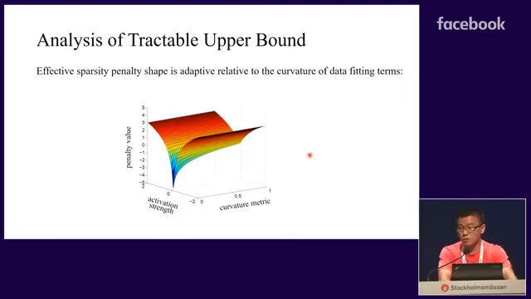The second thing is that unlike previous models, which use L0 norm or L1 norm to regularize the network, our sparsity penalty can prune the activation that is active relative to the curvature of the data fitting terms. This helps to avoid the bad local minimum caused by the L0 norm, and also can find the optimal solution, which may be compromised because of the L1 regularization. For more details, please see our poster.